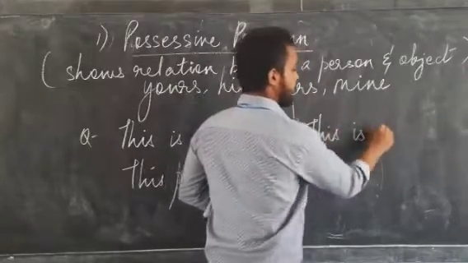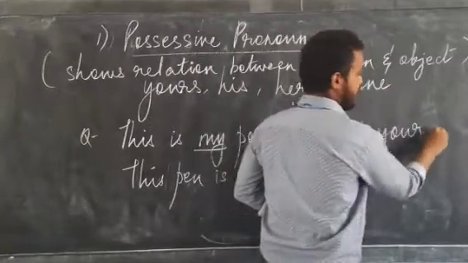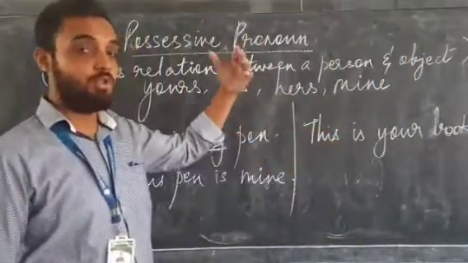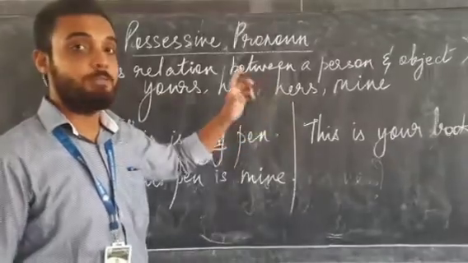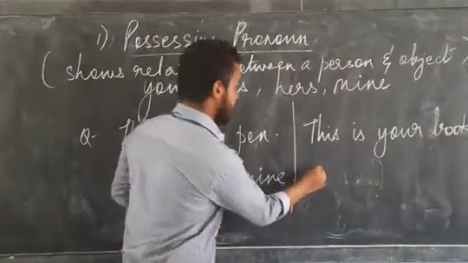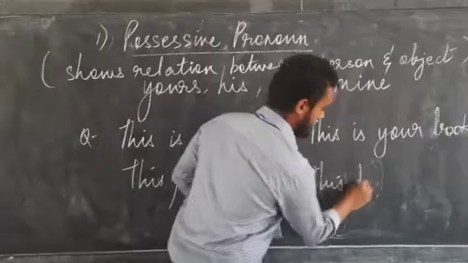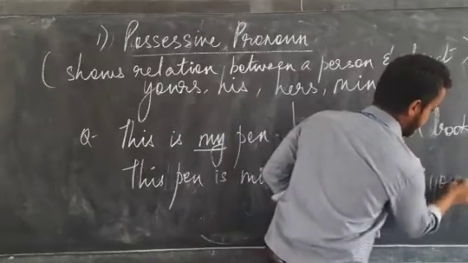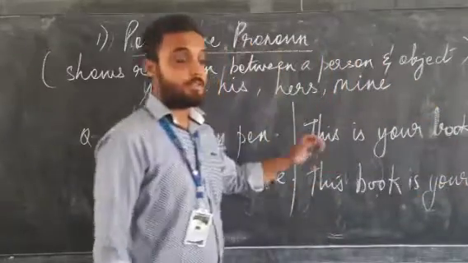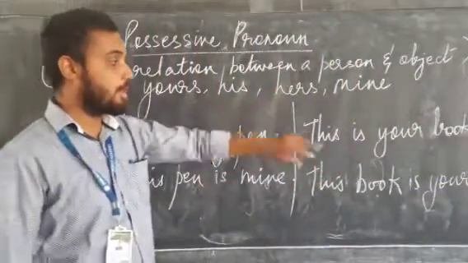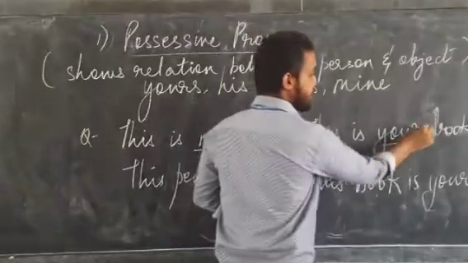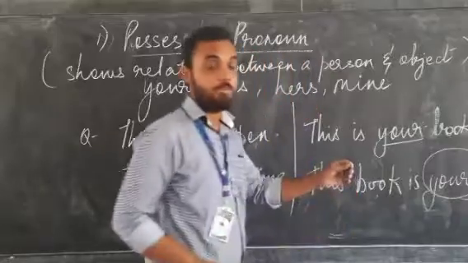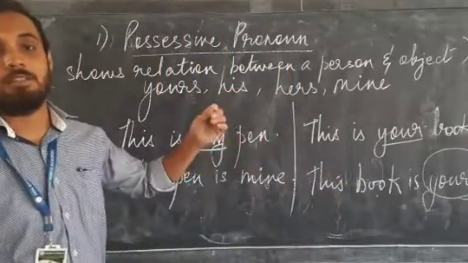This is your book. Now to write this same statement using a possessive pronoun, we will write it as this book is yours. This book is yours. Now what is the difference between your and yours? Your over here doesn't carry an S, but yours, as a possessive pronoun, will have S at the end.